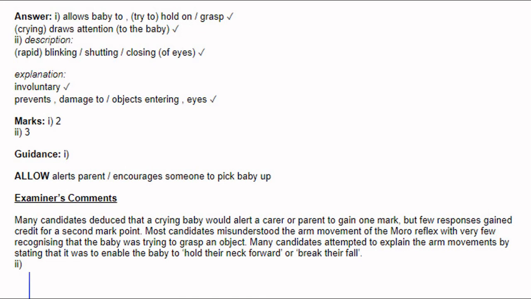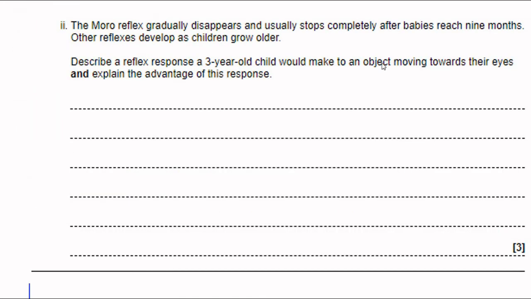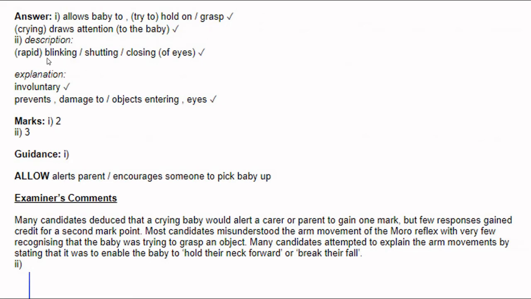The second question: why is this reflex response going to be useful? Advantage of this response for the eye blink reflex. So we're going to have closing of the eyes, explain it, so it's involuntary, and the idea is it's going to prevent damage to the eye. Okay, so that's it in terms of the video.